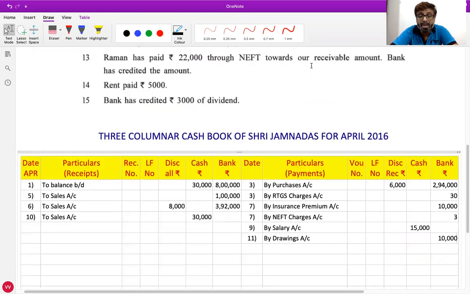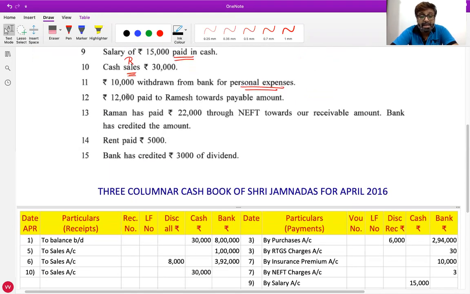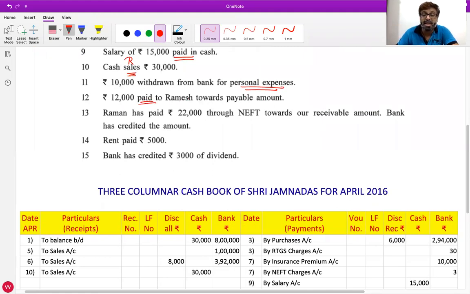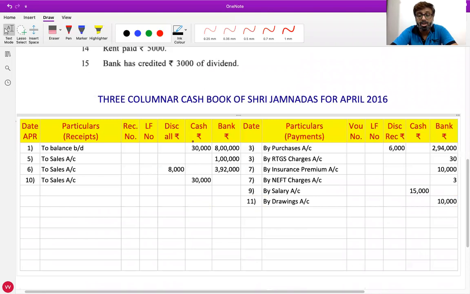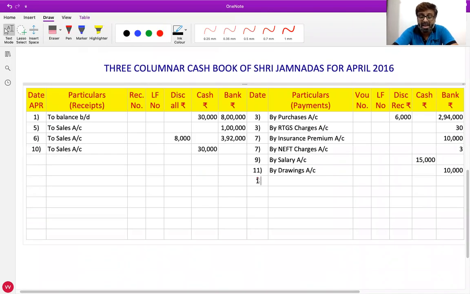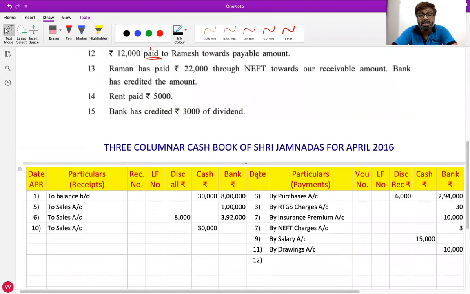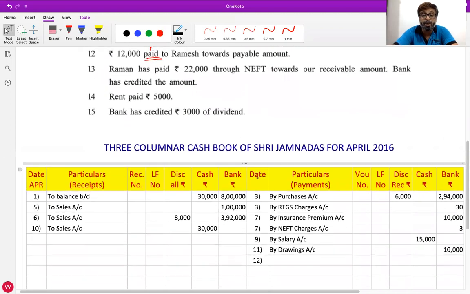Yes. Okay. Next, 12,000 paid to Ramesh towards payable amount. So Ramesh is the receiver, debit the receiver, Ramesh account debit. Cash goes out, credit what goes out to cash account. To cash account means we will write in the cash book on the credit side. Otherwise also, paid means it will come on the payment side. So credit side, all of you write down, date is 12. Opposite account by Ramesh account.